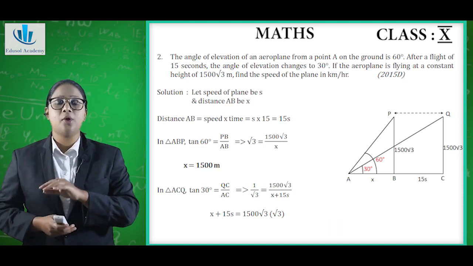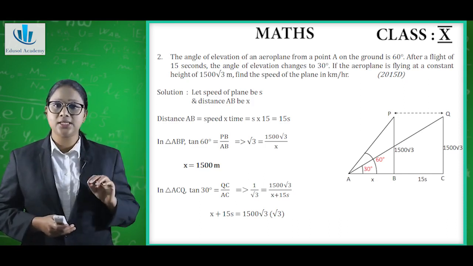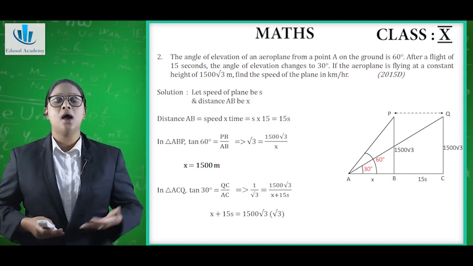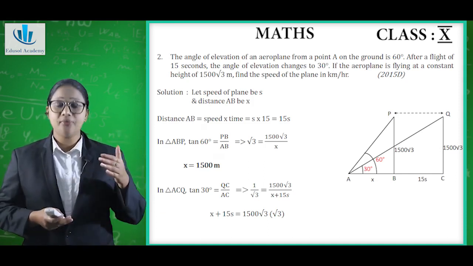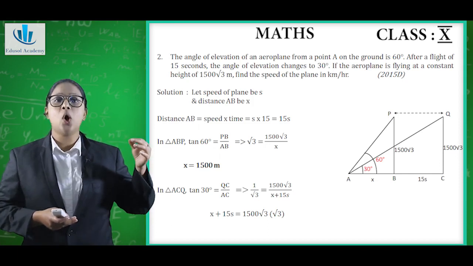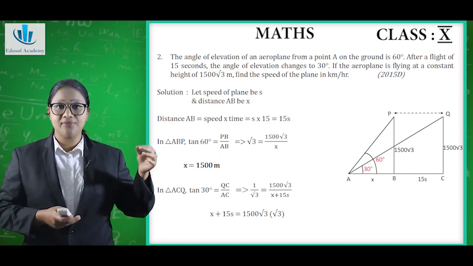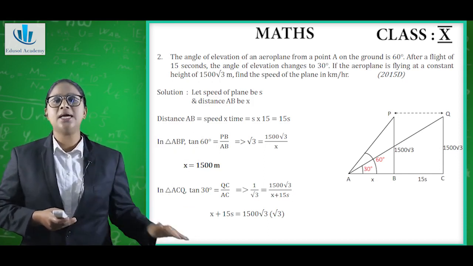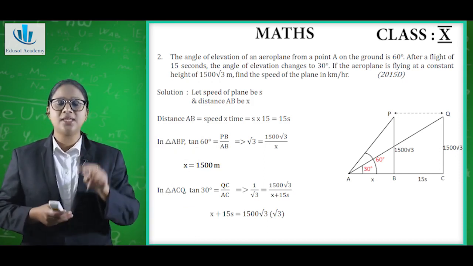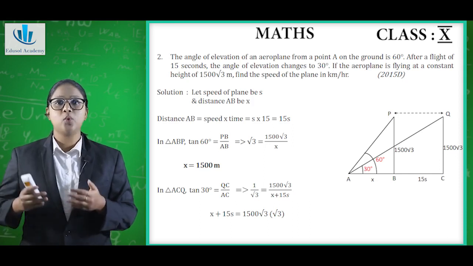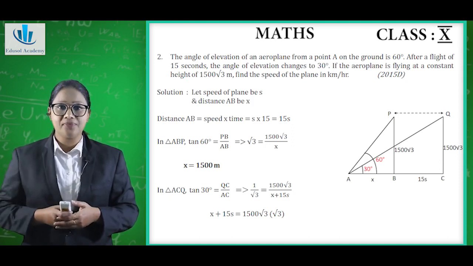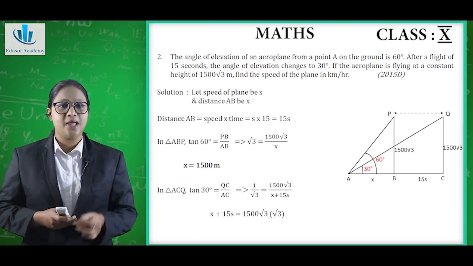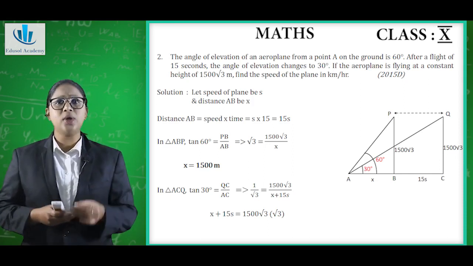From that point, an observer is looking at a flight that is 1500 root 3 meter high above the ground. Then after 15 seconds, the horizontal position of the flight has changed to another point, but still the height is the same. Again, we'll get two triangles. So in the first triangle, the angle of elevation is 60 degree, and in the second triangle, it became 30 degree.